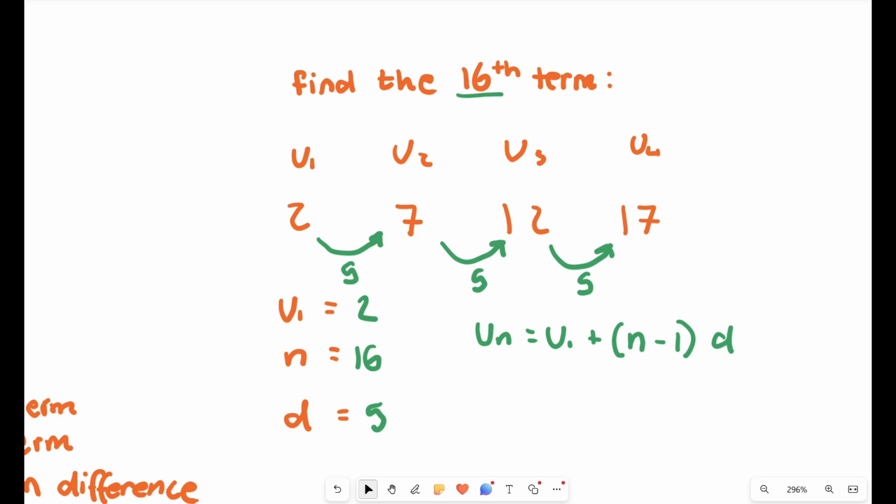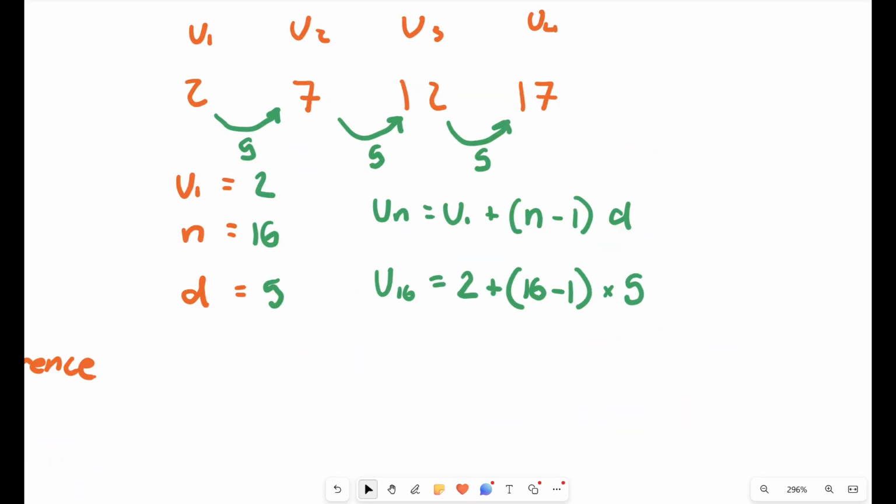Okay, let's actually input our values. So we're looking for U16, so our 16th term within the sequence. U1 is 2, plus 16 again, minus 1. And then the D just being next to the brackets means multiplication, so multiplied by 5.